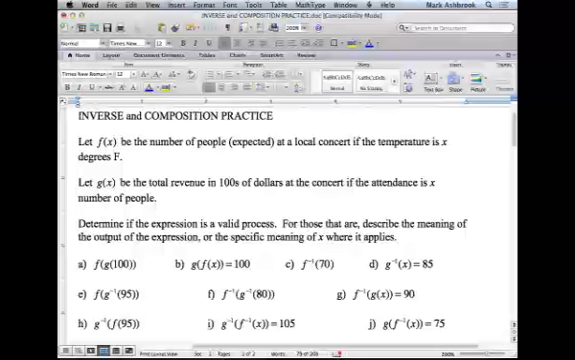He says the temperature will give some expected attendance that will result in revenue of $10,000. So this is the temperature that you would expect a revenue then of $10,000. So that's what you want. So what about F inverse of 70? What does it represent? Is it a number of people or a temperature?